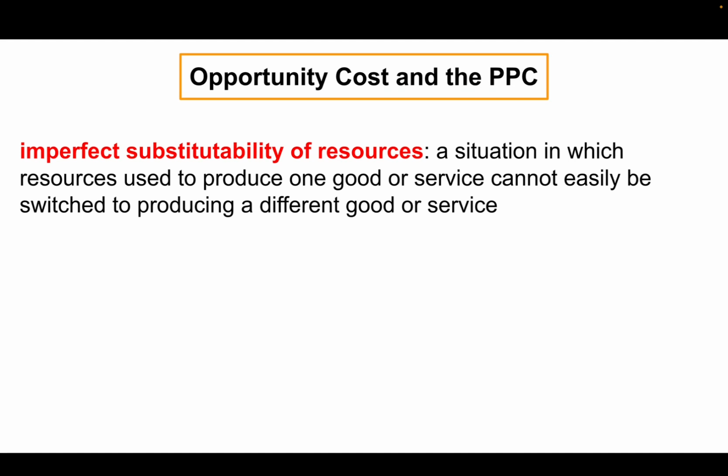Imagine your local McDonald's suddenly saying, okay, now we're going to sell pizza, right? I mean, it's food, but it's a completely different product, right? And so that makes it really, really hard to switch. It makes it more costly to switch. And that's the idea of increasing opportunity cost and this imperfect substitutability of resources.